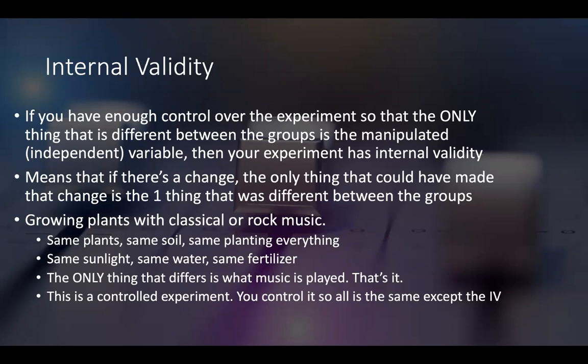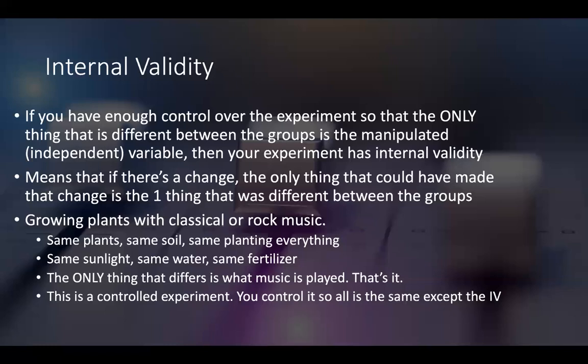So the only thing that varies is that independent variable, the variable that you are deciding to change. It's independent of anything except for your decision. And so if there's a change, you can say it's as a result of your independent variable, the variable that you as the experimenter changed. So that independent variable would be what music was being played. You're growing the plants, you have the same plants, the same soil, the same planting methods, the same fertilizer, sunlight, water, all of the things are the same. Every single thing is the same. The only thing that differs is what music is played, and that's it.